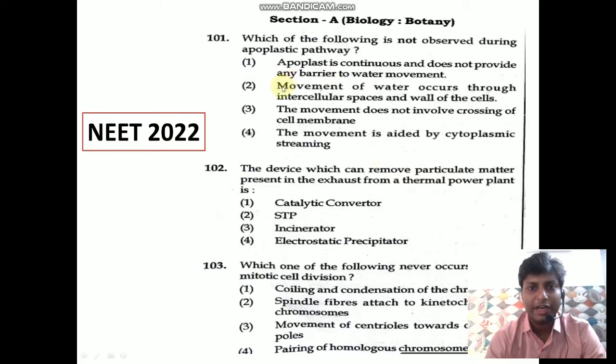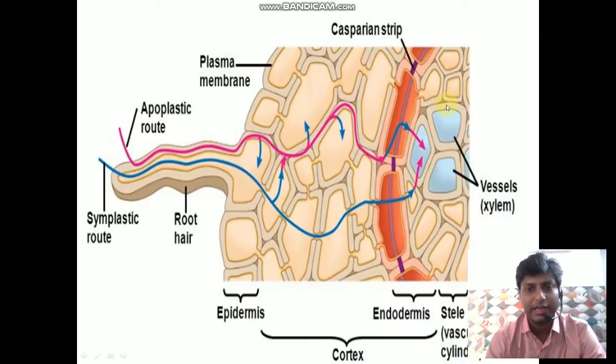Now the second option says that movement of water occurs through intercellular spaces and wall of the cells. That is also right, because the movement of water occurs through the intercellular spaces and wall of the cells.